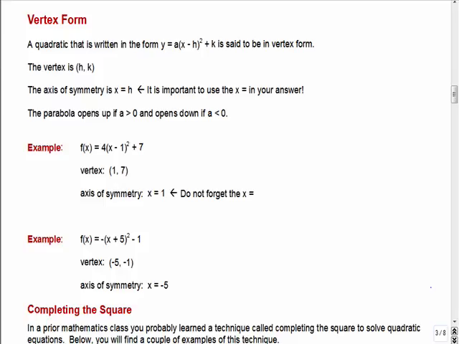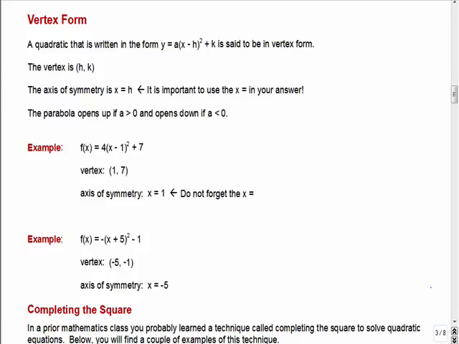In this particular form, we can read off the vertex, and the vertex would be (h, k). We also can read off the symmetry when we have a quadratic written in this form, and we can read off where our symmetry line is, and we can call it x equals h, just as we did when we were talking about the axis of symmetry in one of the earlier examples. Remember, it is important to use x equals in your answer. You will not receive full credit if you just give the h. It is a line, and we need to write it in the form of a line.